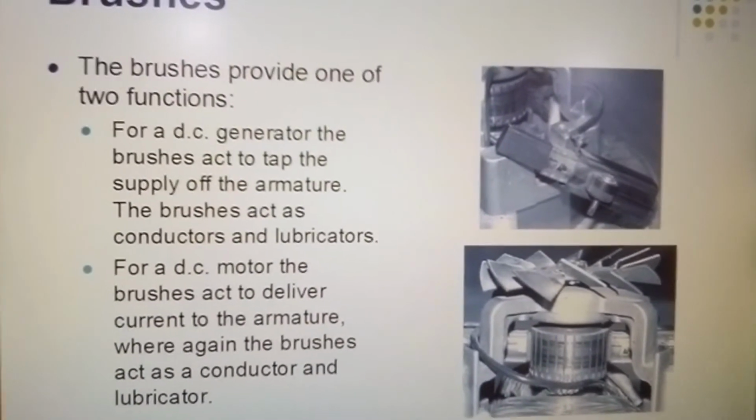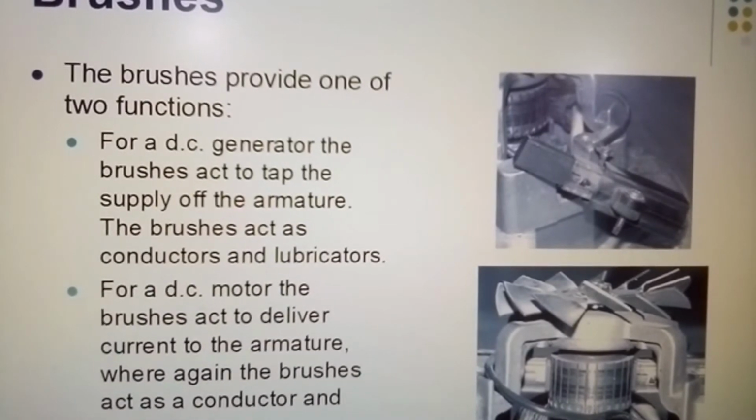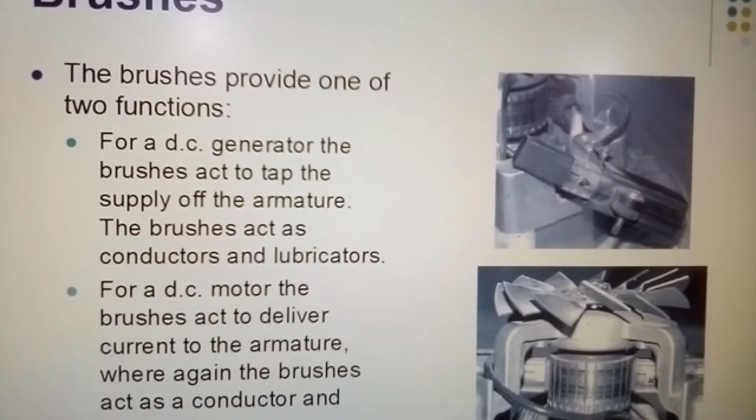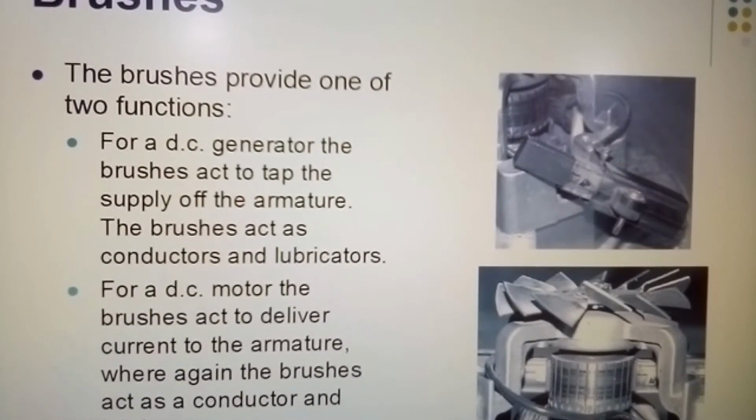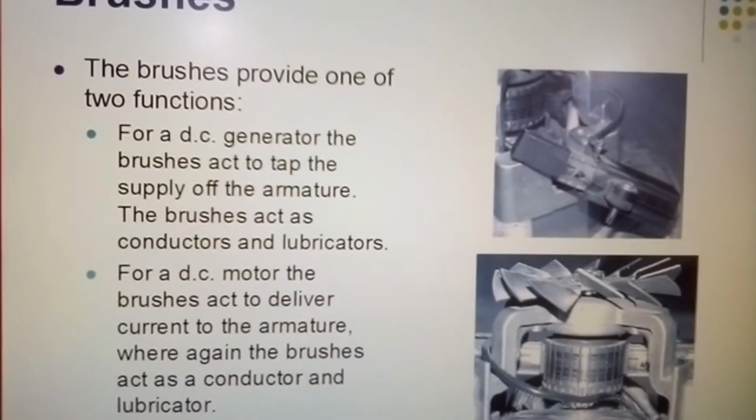Now you can see that for a DC generator, the brushes act to tap the supply off the armature. The brushes act as conductors and lubricators. For a DC motor, the brushes act to deliver current to the armature, where again the brushes act as a conductor and lubricator.